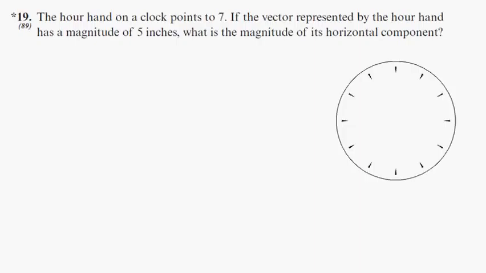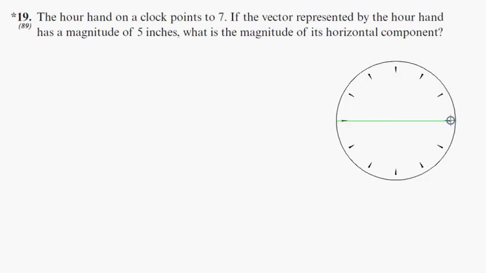So number 19 is asking us to find the magnitude of a horizontal component of this given information. So the first thing, before we do anything else, I think we should talk about how many degrees are between each hour hand. There are 12 sections here, or maybe even just think about it like this.